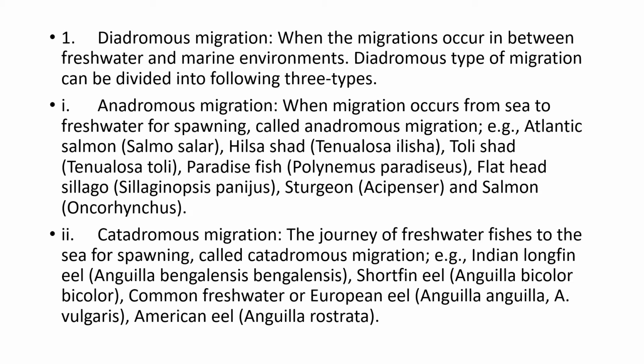So this diadromous type of migration can be further divided into following types. The anadromous migration. Anadromous migrations can be defined as a kind of migration which occurs from sea to freshwater for spawning. That means the adults living in the marine water, salt water, migrate to freshwater for spawning, for reproduction. So this kind of migration is called anadromous migration.